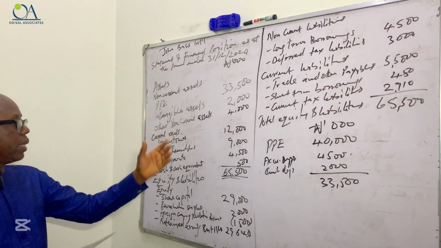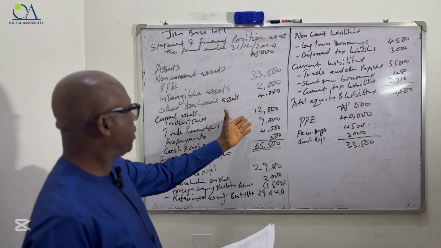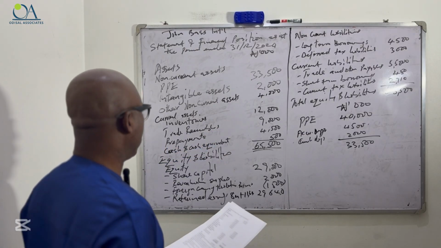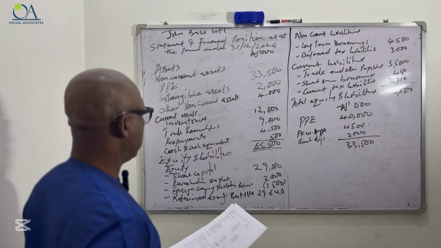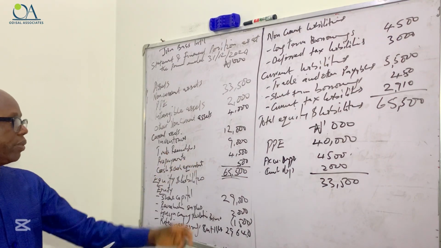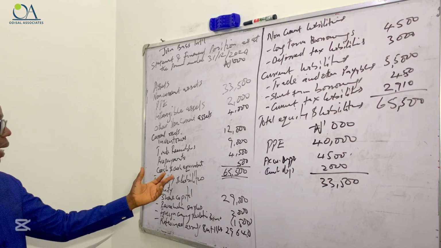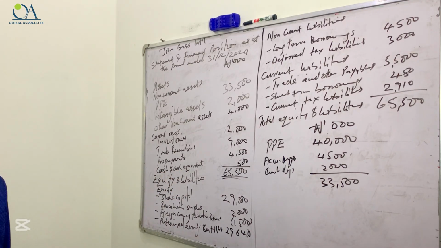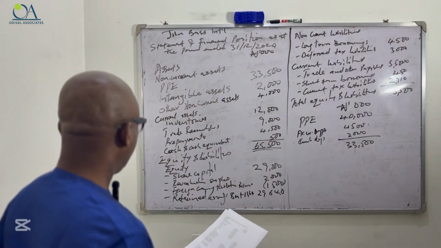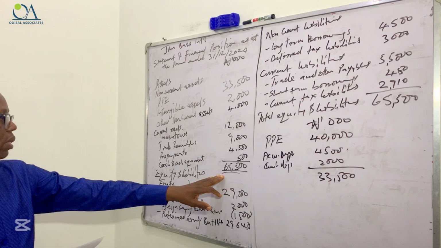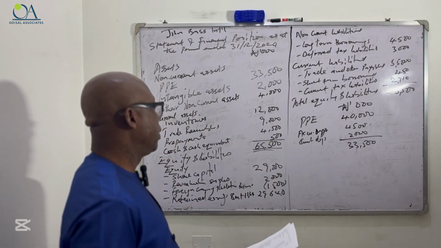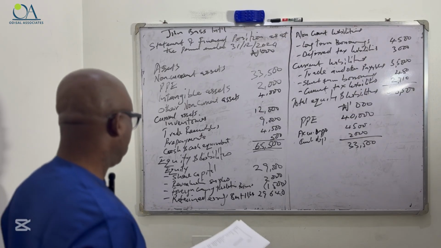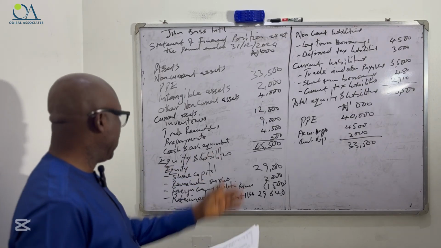Then we go to the current assets. Of course, the inventories are given 12 million, trade receivables 9 million, prepayments 4.5 million, and then cash and cash equivalent 500,000. So this will give you a total asset of 65.5 million. Then we go to equity and liabilities.